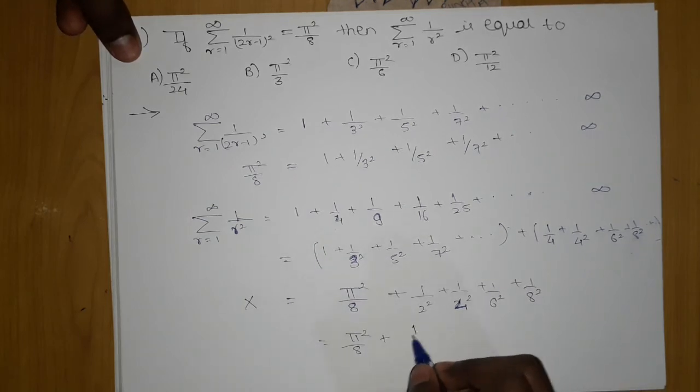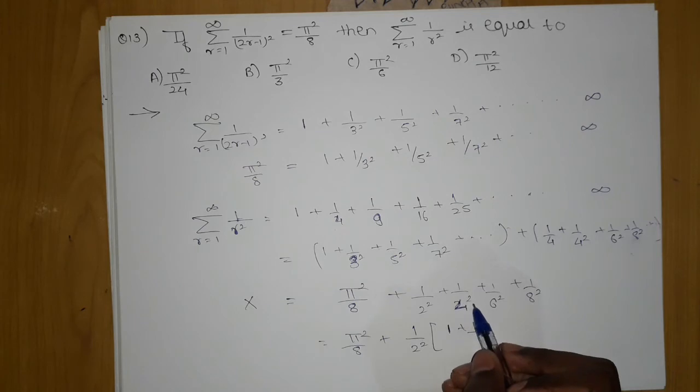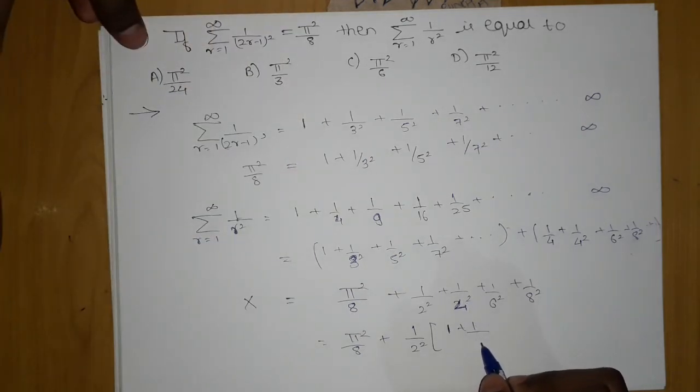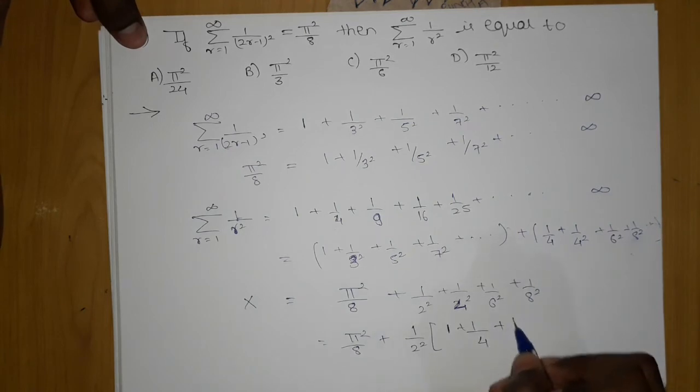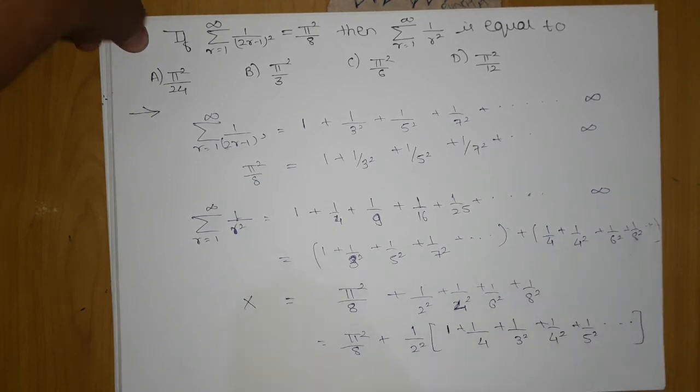Okay, if I take 1 upon 2 square common from all of these, what we have is 1 plus 1 upon 2, this is 2 square into 2 square, 4 into 4, which is 16, so it is nothing but 2 square. And here we are getting 3 square, here we are getting 4 square, and here 5 square, and so on, if I take 1 upon 2 square common from all of them.